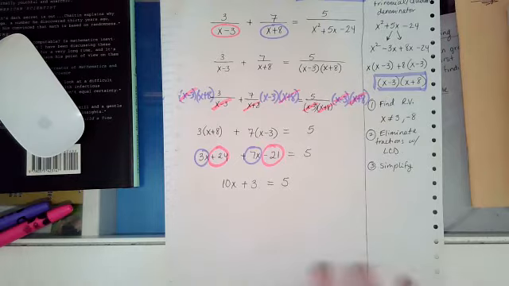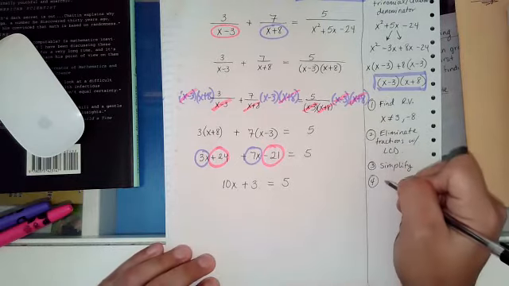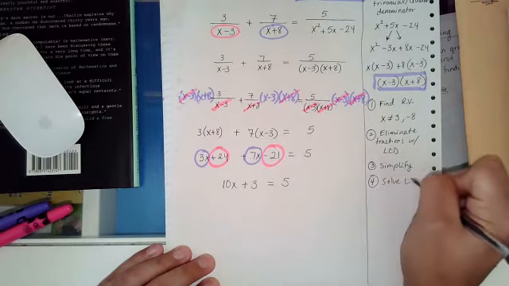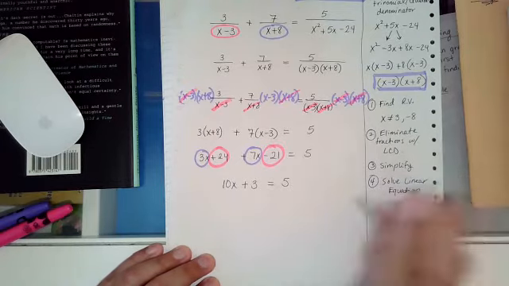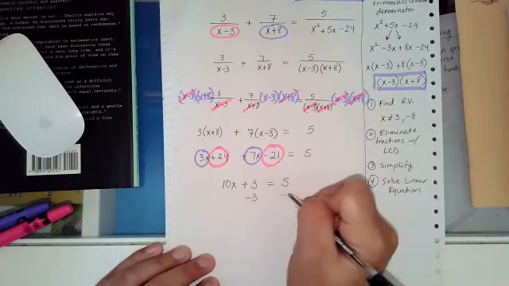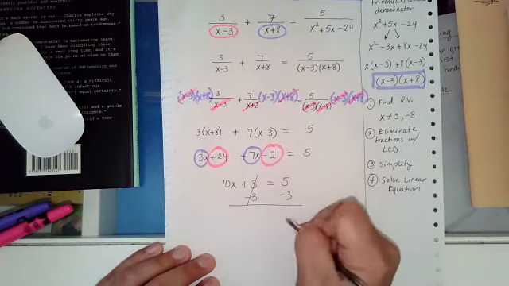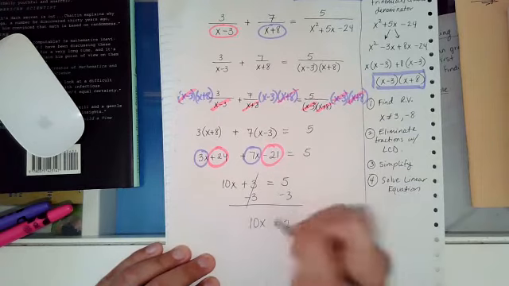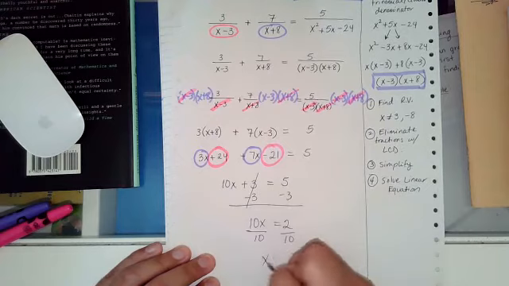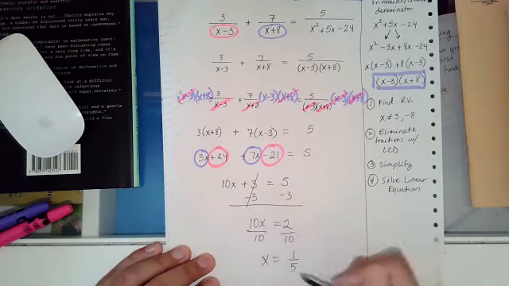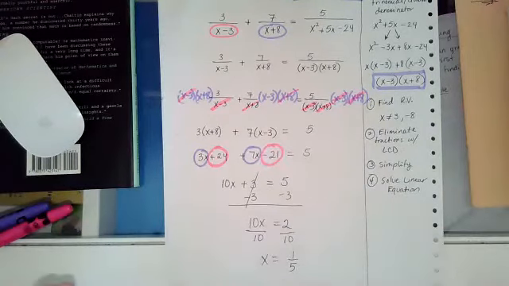Okay, so that's just a linear equation. So in this particular problem, we're just going to solve the linear equation. So you might subtract 3 on both sides, get a 2 over here, and then you might divide by 10 on both sides. So we get x is equal to 1/5 when you simplify the fraction.